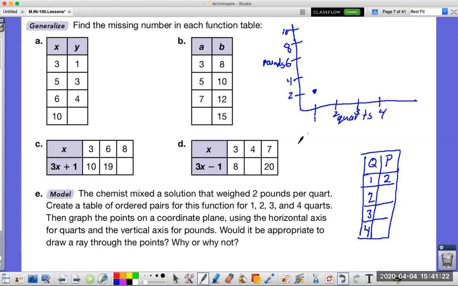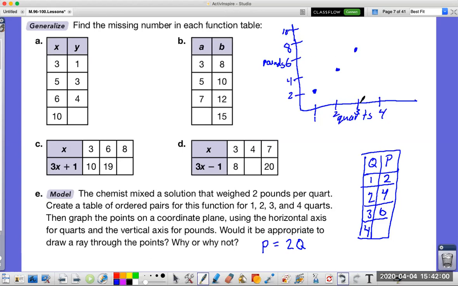What would 2 quarts be? So what's the value of P? How many pounds is it? It's the same as if you take 1 quart times 2. So I'm going to just do this, 2Q. That means I have to take 2 times Q, however many quarts I've got. So this would be 4 pounds for 2 quarts, which shows up on my graph like that. 3 times 2, that's simply 6, and that's going to be graphed here.